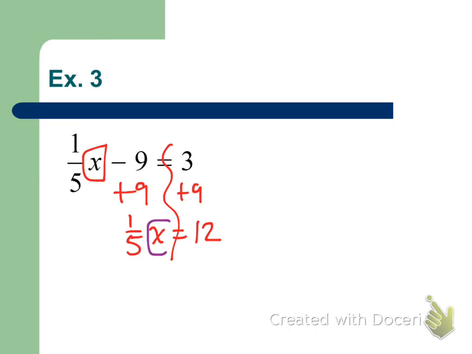Again, rebox your variable if you need to. Jamarl, what would you do next? Multiply by the reciprocal. What's the reciprocal of 1/5? Wonderful. We multiply both sides by 5 over 1 or just 5. It's the same thing as 5 over 1. So we end up with x equals 60.